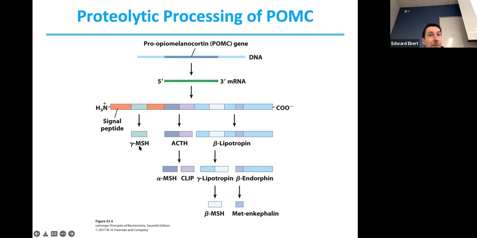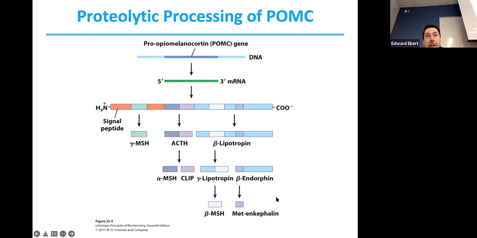But you can cleave out this little tiny gamma MSH. You can make this ACTH, which can be further cleaved into alpha MSH. And you can get this longer version, beta lipotropin, which can be cleaved into gamma lipotropin and beta endorphin. And then you can further cleave that into beta MSH and so on. So you get, what is this, 6, 7, 8, 9 different compounds. Well, I think beta lipotropin is not active. I think only these are active. So 8 active forms in here.